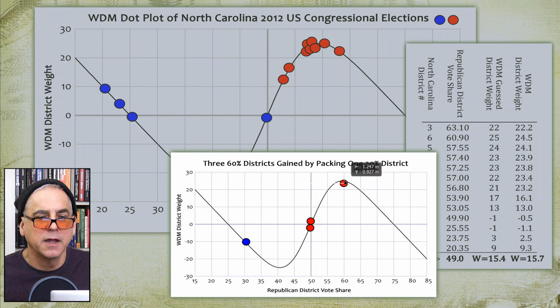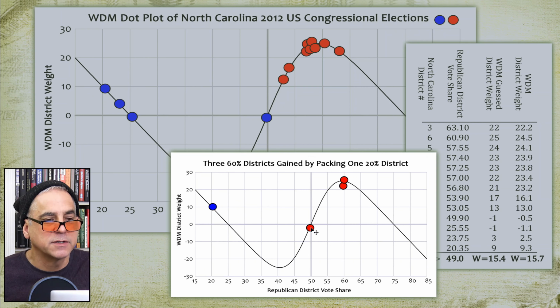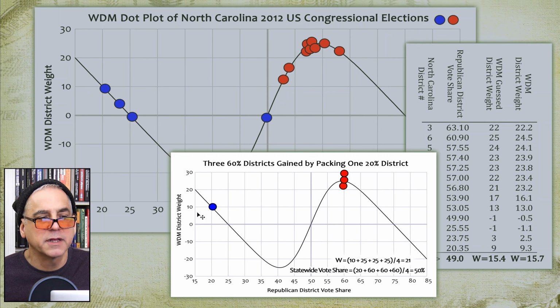We don't want a balanced plan. Creating a second 60% district keeps the statewide vote share at 50% and benefits Republicans with another dependable seat. Finally, creating one 20% district allows us to create 3 60% districts. We still have a 50-50 state, yet Democrats get 1 packed district and Republicans get 3 fairly reliable seats. In other words, we started with all 4 districts at 50%. We have moved 1 district a total of 30 points to the left and 3 districts a total of 30 points to the right. This shows why packed districts are so effective to the opposition party.